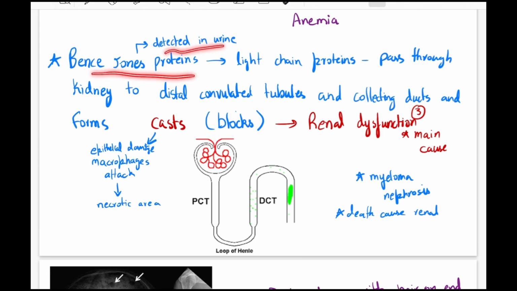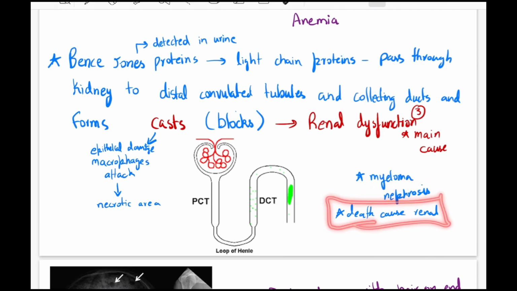Bence-Jones proteins are detected in urine. These are light chain proteins, pass through kidney to distal convoluted tubules and collecting ducts and form casts. Where the casts are formed, there is epithelial damage and macrophages attack this area and it's necrotic, and the cast deposits like this and blocks it, so there is renal dysfunction, and this is the main cause of the renal dysfunction. Total we have discussed the three causes. This is also called myeloma nephrosis, and death is mainly due to the renal cause.